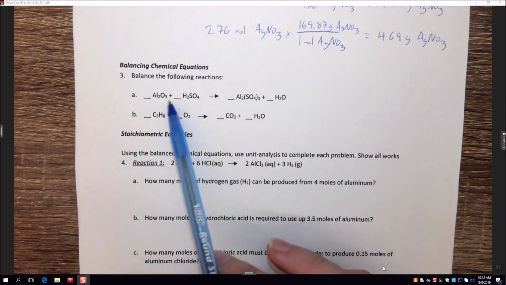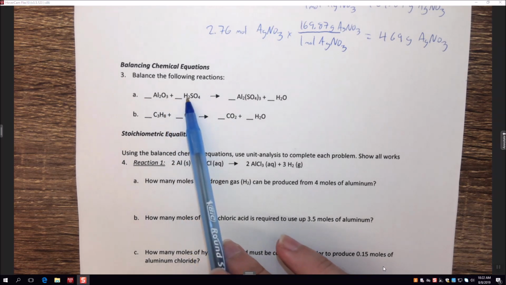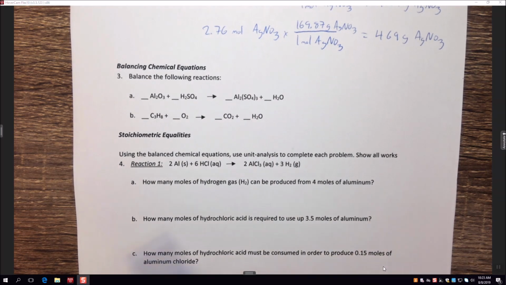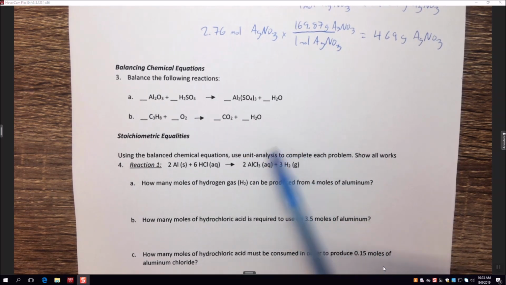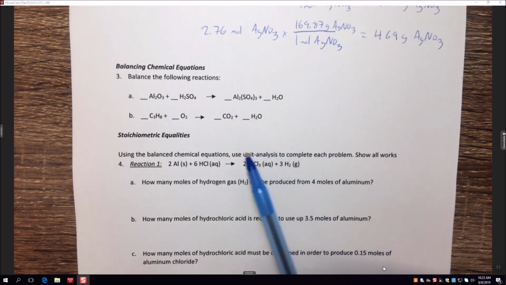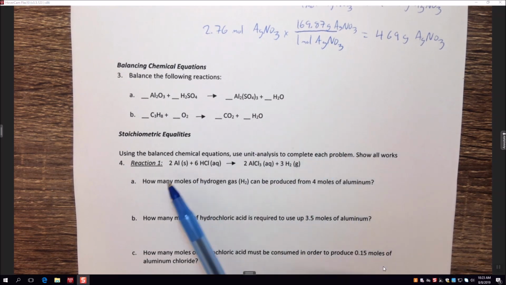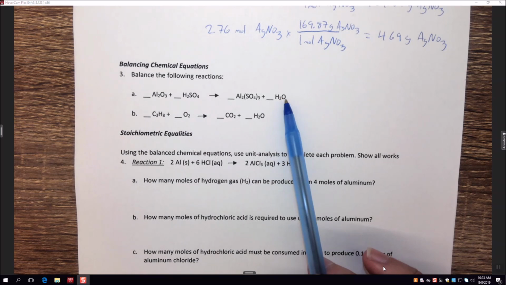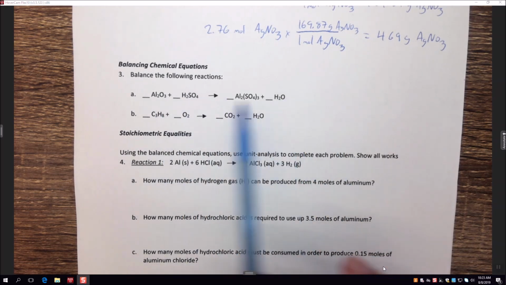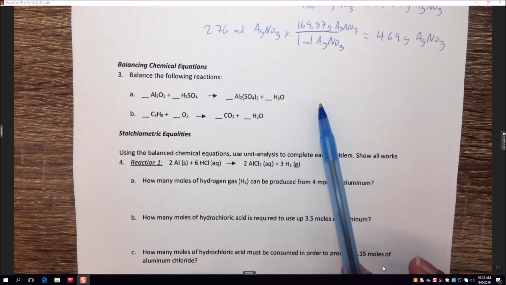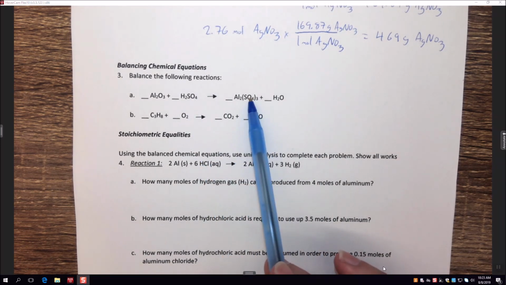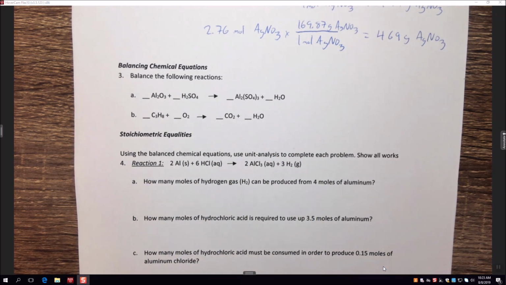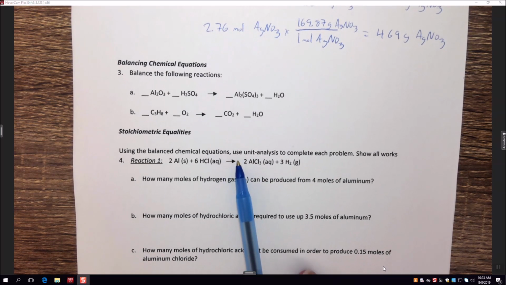Now, in this case, we have Al2O3 plus H2SO4 yielding Al2(SO4)3 and H2O. Whenever we're balancing a chemical equation, it's always important to try to balance our polyatomic ions as polyatomic ions. So, said another way, we could try to balance the oxygens here, where we have 7 on one side and 13 on the other. We could try to balance them as oxygen, but it's going to be much easier for us if we balance the SO4 as SO4 and the oxygen as oxygen. So that's just kind of a trick we use to make our lives way easier when we're balancing these equations.